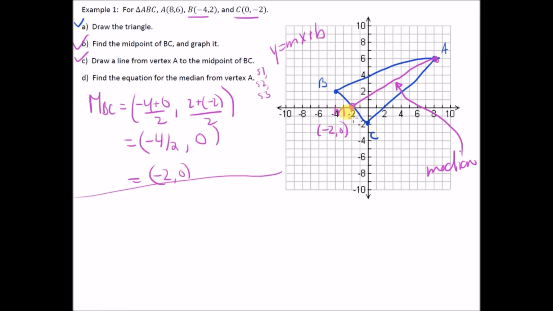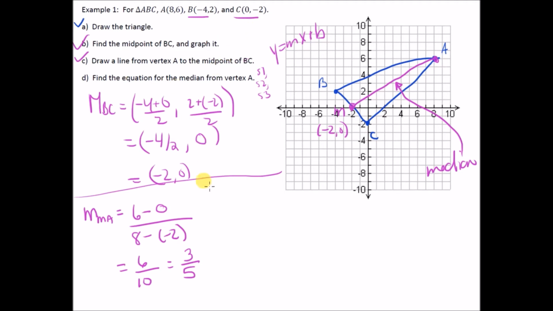Okay, now we're dealing with M and A. What is the slope of MA? So 6 minus 8, that's our point A, and then M is 0 and negative 2. So I get 6 over 10, or 3 over 5. That's our slope. Okay, so we have the slope, which is 3 over 5.